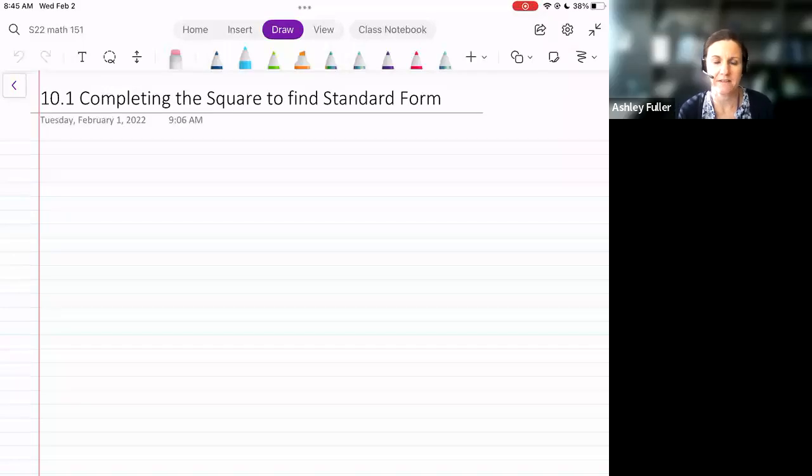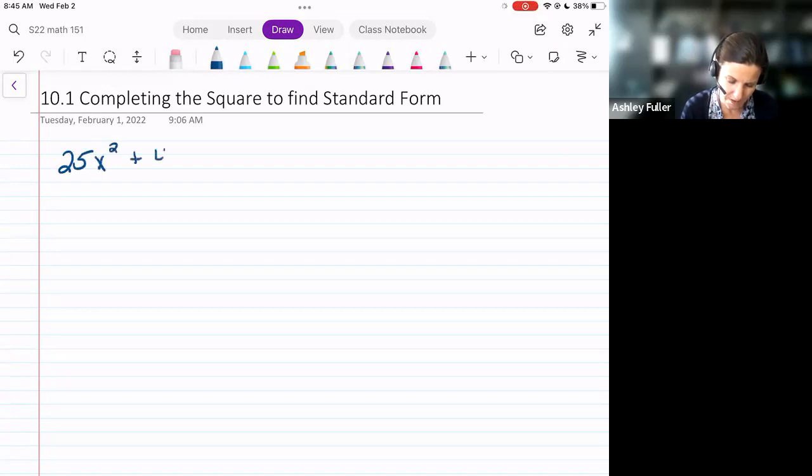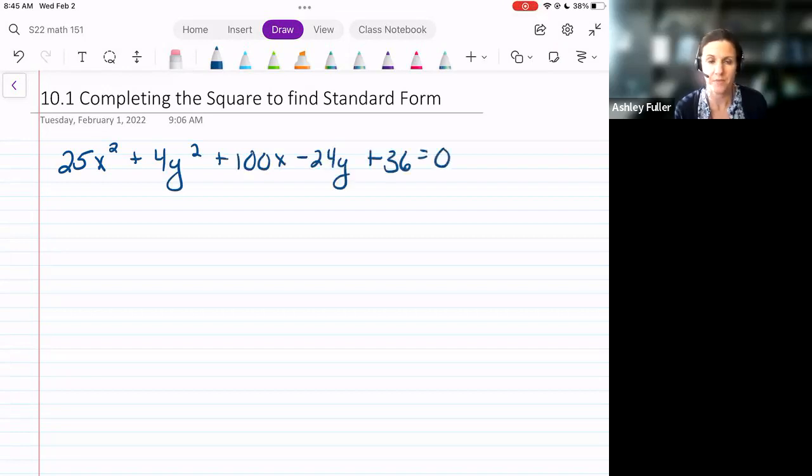If you're trying to graph an ellipse that's not in standard form, you're going to need to remember how to complete the square. Let's do an example together. If we have 25x squared plus 4y squared plus 100x minus 24y plus 36 equals 0, we can recognize this is indeed an ellipse because we have the x squared plus y squared, but we want to get it in standard form.